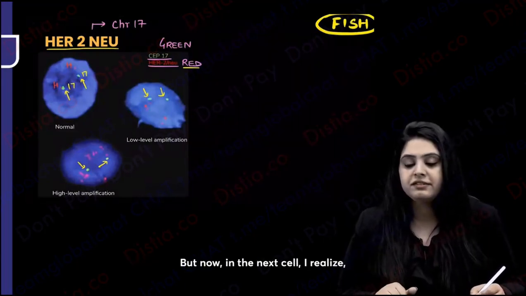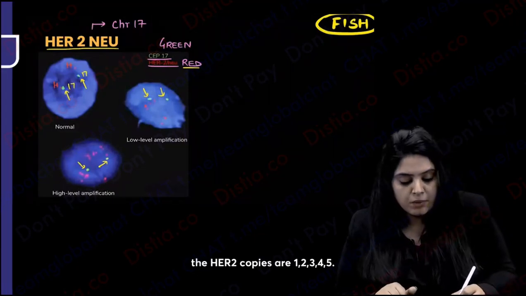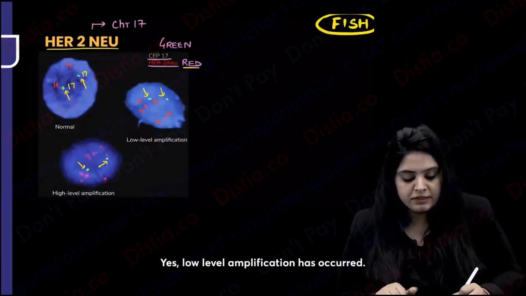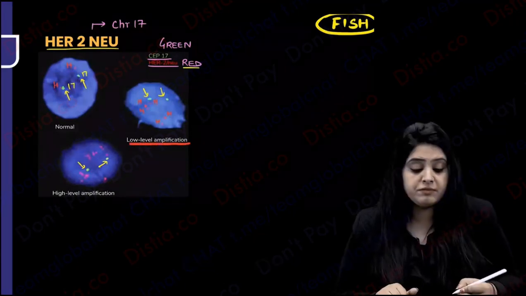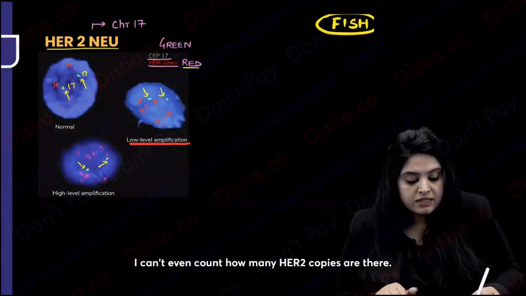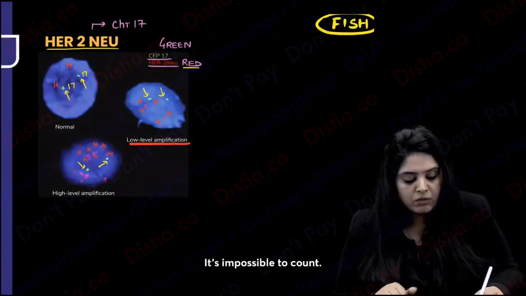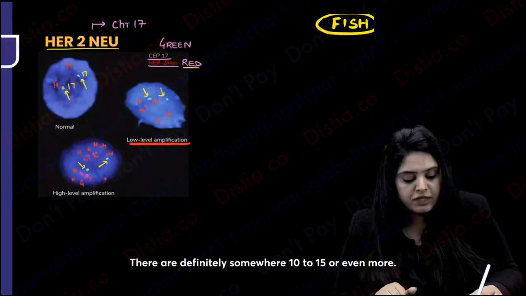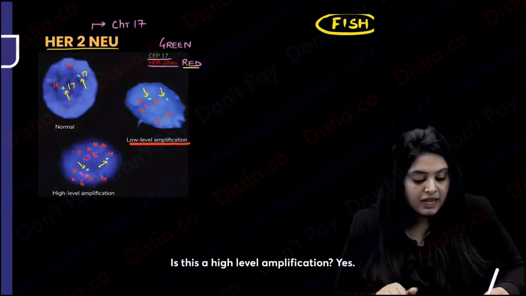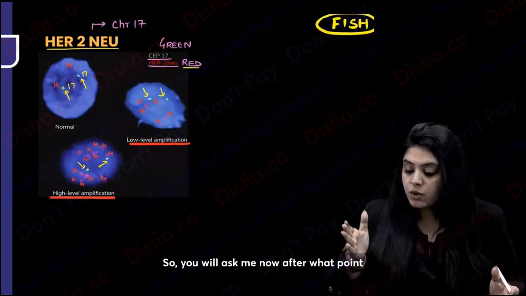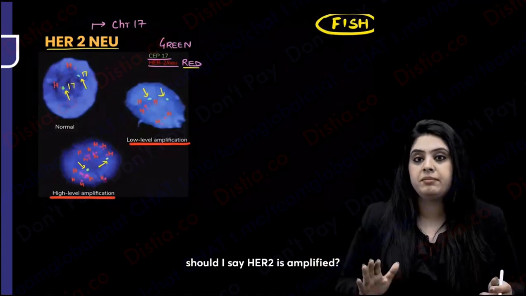But now in the next cell, I realize the HER2 copies are 1, 2, 3, 4, 5. Has HER2 become amplified? Yes, low level amplification has occurred. When I look at the next cell, I can't even count how many HER2 copies are there. It's impossible to count. There are definitely somewhere 10 to 15 or even more. Is this a high level amplification? Yes. So you will ask me now, after what point should I say HER2 is amplified?